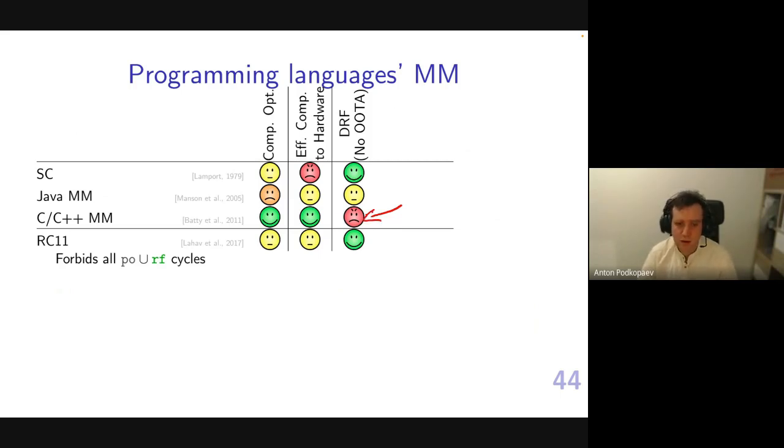One of the straightforward solutions is a modification of the C++ memory model done by Ori Lahav and his colleagues in 2017. They proposed to add an extra condition to the C++ memory model and to forbid all PRF cycles. Essentially, it would disallow load buffering behaviors in the C++ memory model, and thus will disallow out of thin air.